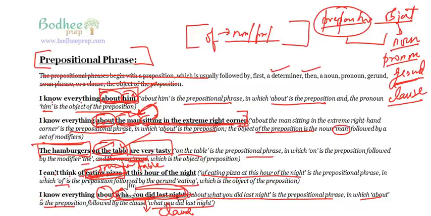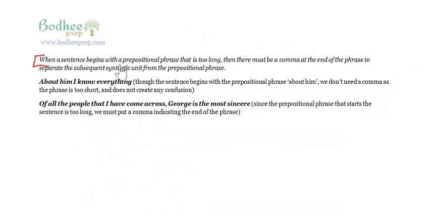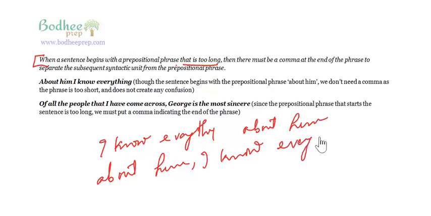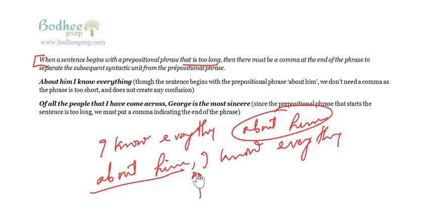There's one more thing which is very important, and that is punctuation in the prepositional phrase. We'll take this in the next slide. It says that when a sentence begins with a prepositional phrase that is too long, then there must be a comma at the end of the phrase. So usually we see that the sentence does not begin with a prepositional phrase. So you will say that I know everything about him, correct? Or you might say, about him, I know everything, correct? So here, if you shift the prepositional phrase to the start of the sentence, you may have to put a comma.